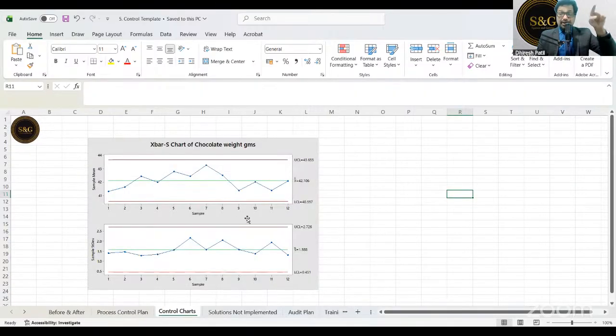Then we use control charts in the control phase, right? So I chart, IMR chart, X bar R chart, X bar S chart, P chart, U chart, C chart, NP chart. Remember, all these control charts we use in the control phase. So that we have given.